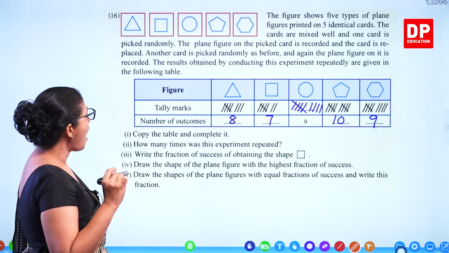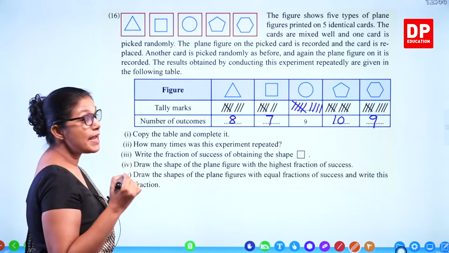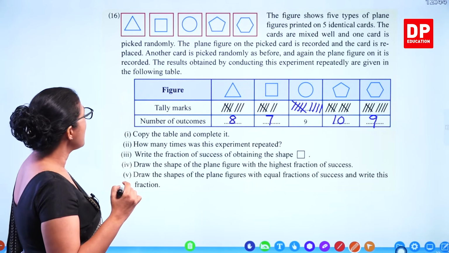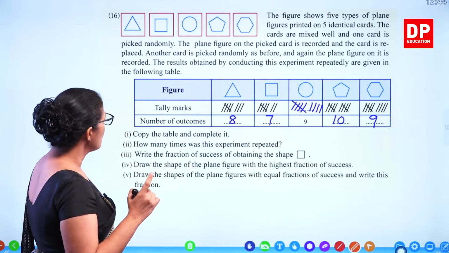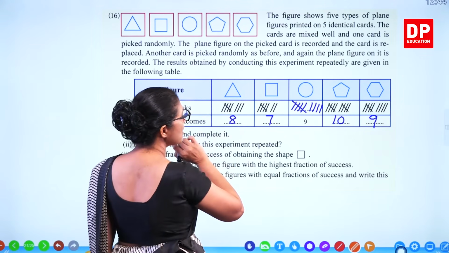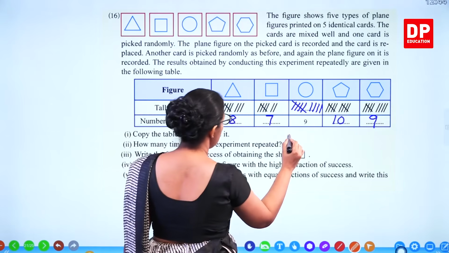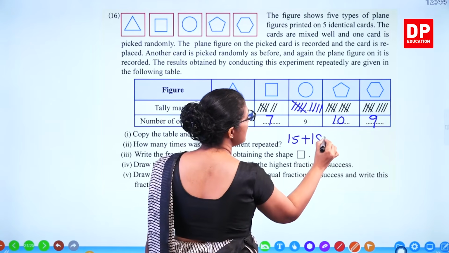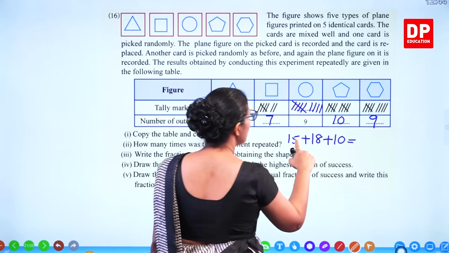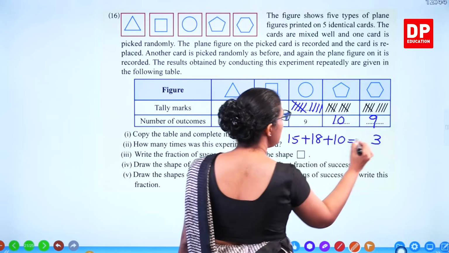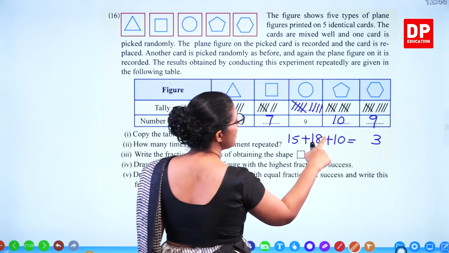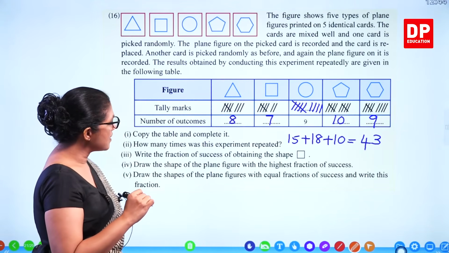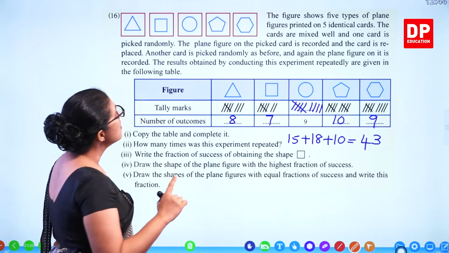Now next one, how many times was this experiment repeated? You can find the total. So what's the total? We'll count 8 plus 7, 15. 9 and 9, 18, and 10. So when you add it, 8 plus 5, 13. 1 remaining, 2, 3, 4. 43 times. Write the fraction of success of obtaining the square shape.